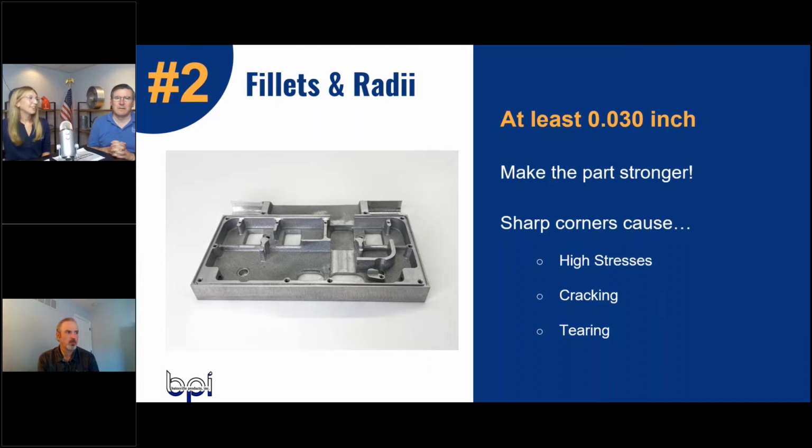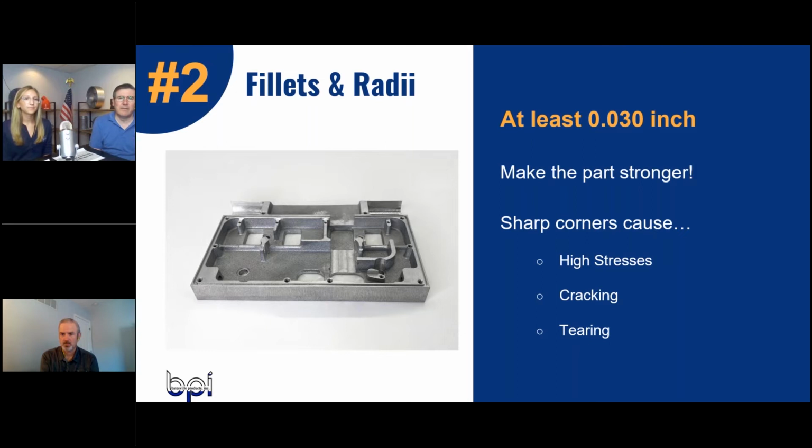All right, well, there you go. So, right into it, fillets and radiuses. The standard that we're talking about today is at least 30 thousandths of an inch. The radiuses make the part stronger. I'd give a preference to a radius over a fillet just because the metal flows more smoothly through a radius than it does through a fillet.